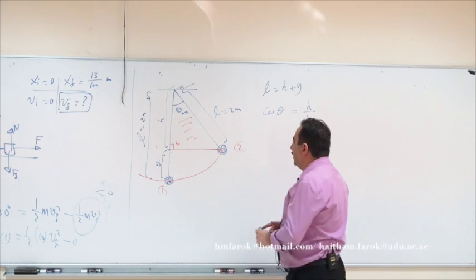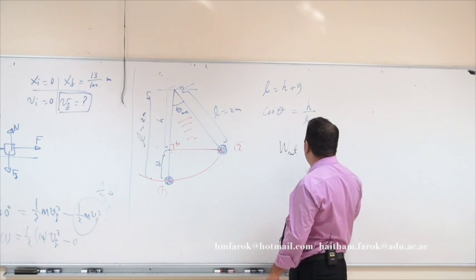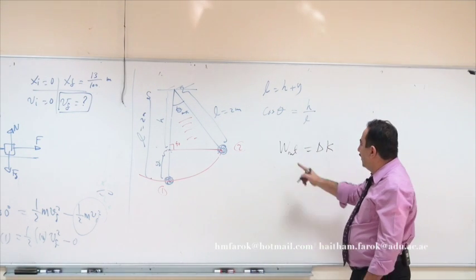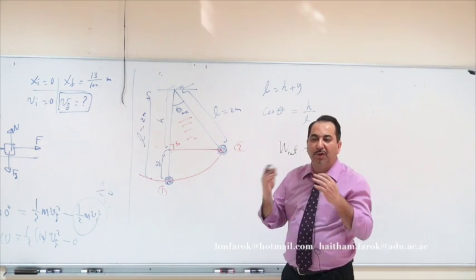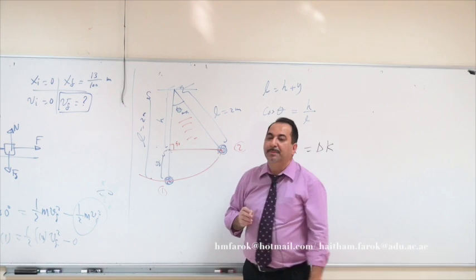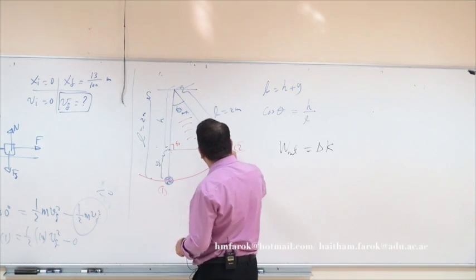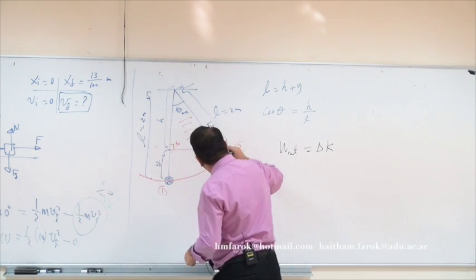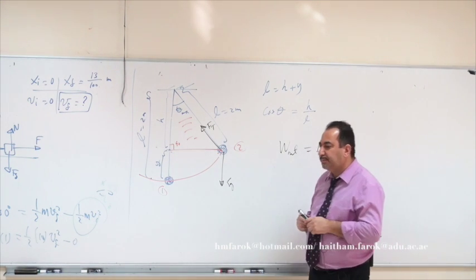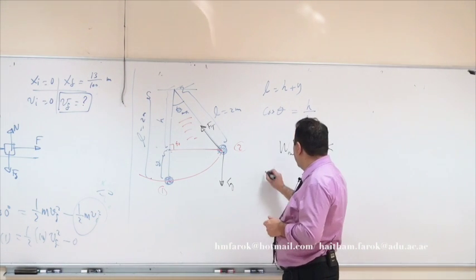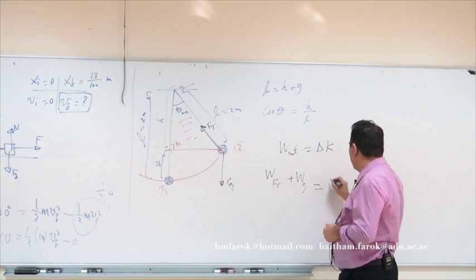Okay? Now, I want to apply W net equal change in kinetic energy between 1 and 2. Between 1 and 2. What is W net? Work of all the forces. How many forces do we have here? 2. We have tension force and we have a gravity force. Right. So W net here is W tension force plus W gravity equal kinetic.